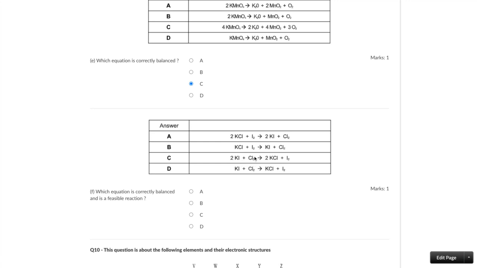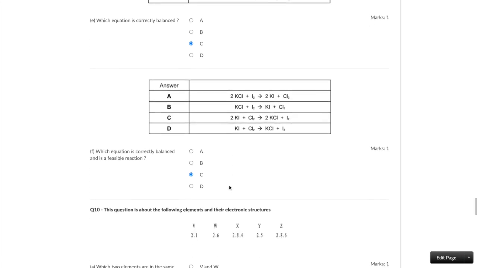Group 7 gets more reactive as you go up the group, or less reactive as you go down the group. And so iodine is less reactive than chlorine. So iodine isn't sufficiently reactive to kick this chlorine out of the compound that it started life in. So actually here, chlorine is more powerful than iodine. So chlorine goes into potassium iodide, kicks out the iodine and takes the potassium for itself. So C is a feasible reaction. A was correctly balanced, but was an unfeasible reaction.